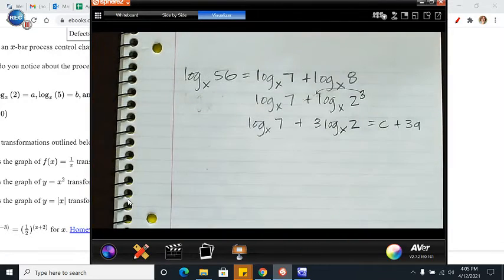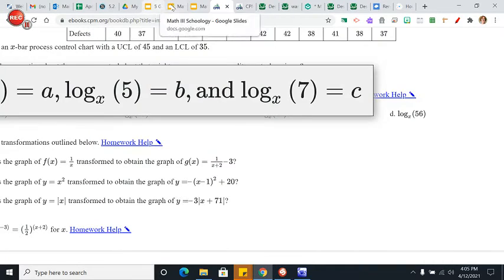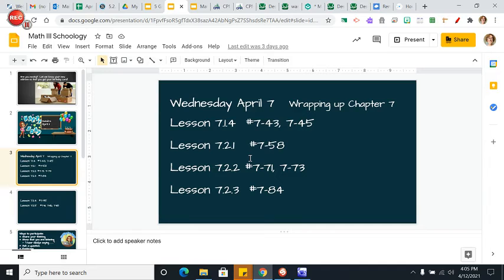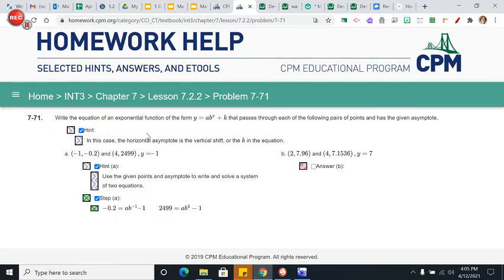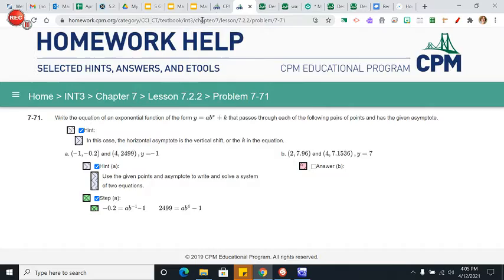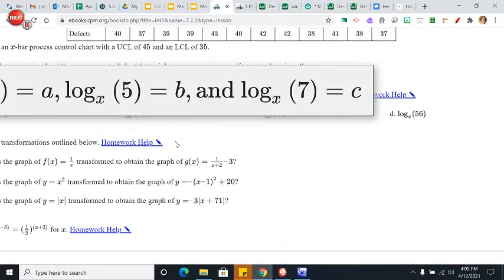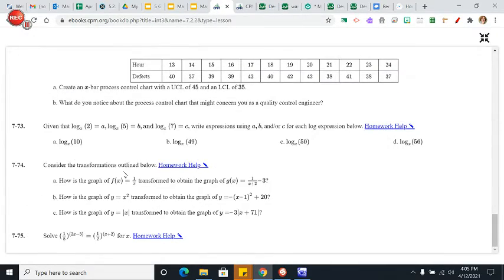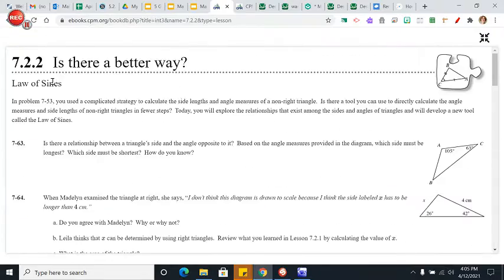All right, and then I think we did maybe 1 or 2 more. Let's see, that was 773, 723, and let's go to 723.